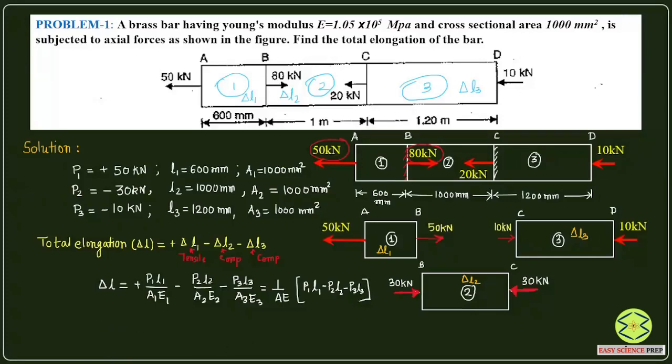So if you put the values and you solve it, overall elongation you will be getting as 1 over area is 1000, E is 1.05, you can see here, 10 raised to 5. Please remember the MPa unit, they have given MPa. So 1 MPa is nothing but 1 newton per mm square. So we are following newtons per mm square. So load we have taken in newtons, while area we have taken in mm square. So we are following this same unit.